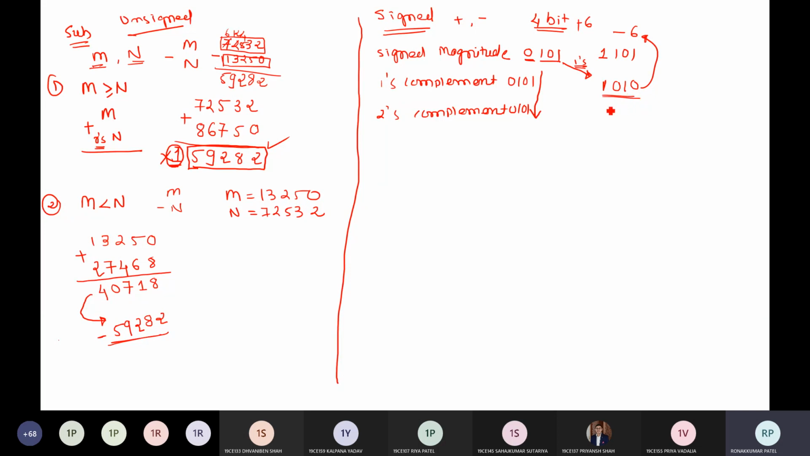Now for the 2's complement you can add 1. Here, add 1 to get the 2's complement. So if you add 1, 1001 plus 1 gives 1010.